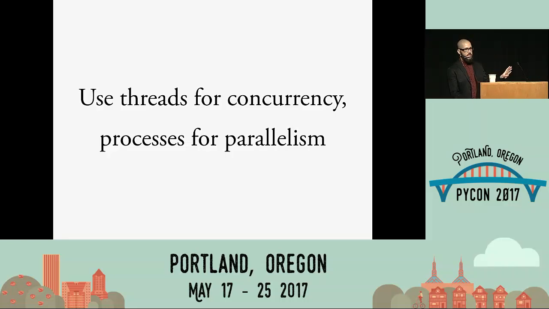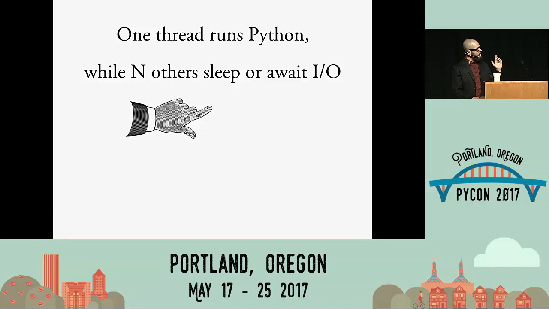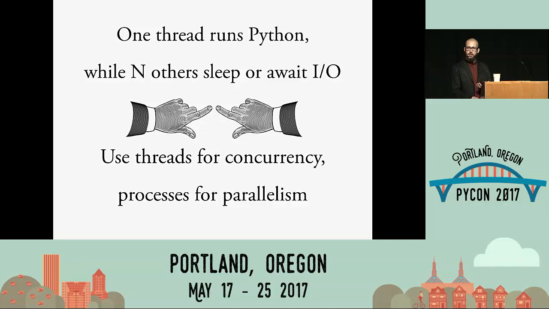The principle that you just learned is also short enough probably to write on the back of your hand, which is that you can use threads for concurrency and processes for parallelism. And so if you've got 2 hands, you can learn everything you need to know about Python multithreading. On one of them, you write the effect of the GIL on your code. One thread runs Python while n others sleep or await I/O. And then on your other hand, you can write the new thing you just learned, which is that you can make your code go faster by using threads for concurrency and processes for parallelism.